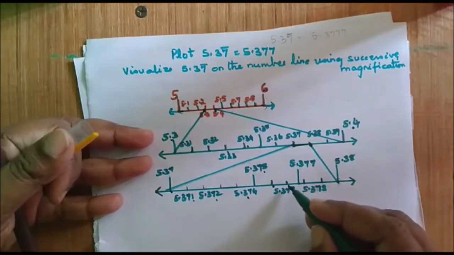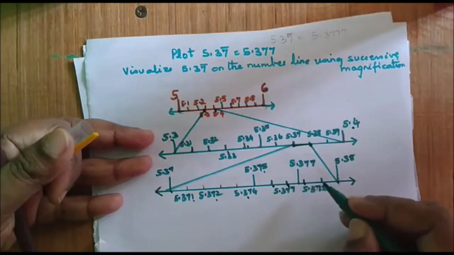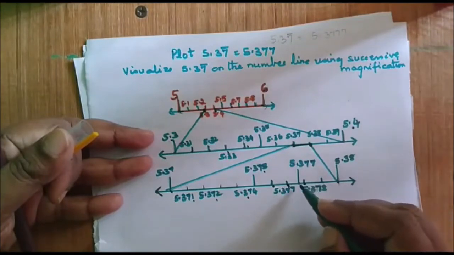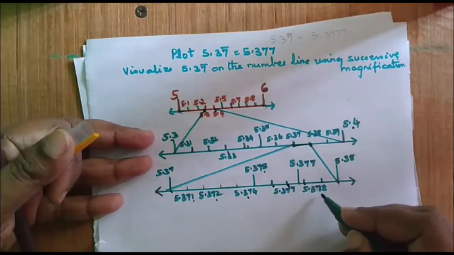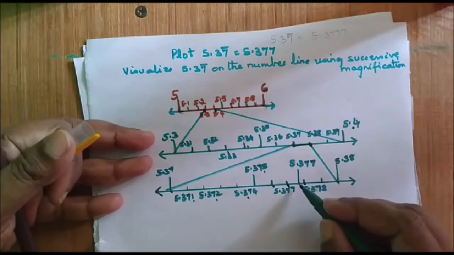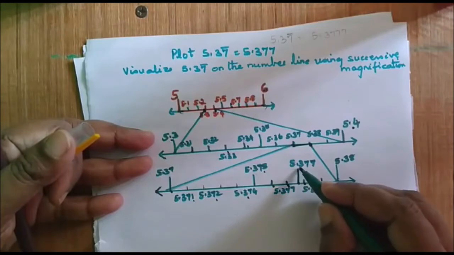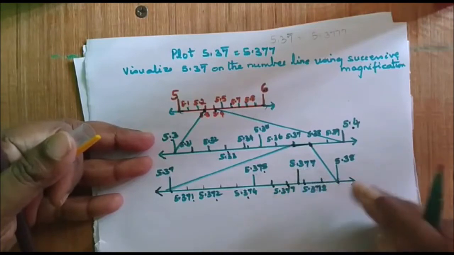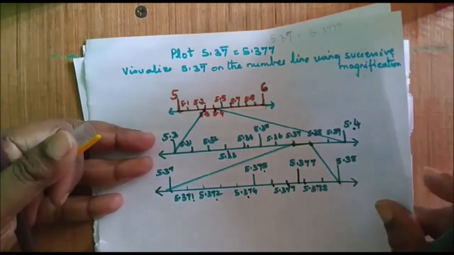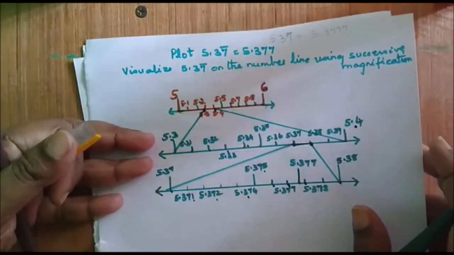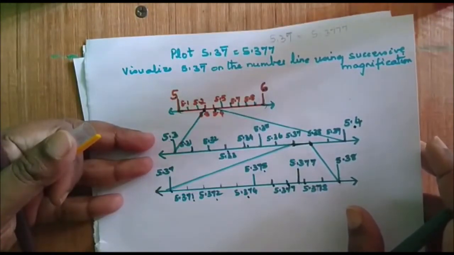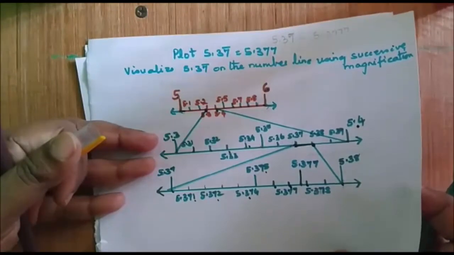Now our number is 5.377 and so on. So it lies between 5.377 and 5.378. It is a little bit closer to 5.378. I hope you get it. Okay. So this is where my point 5.377 lies. I hope you get it. This is how we visualize on a number line using successive magnification.